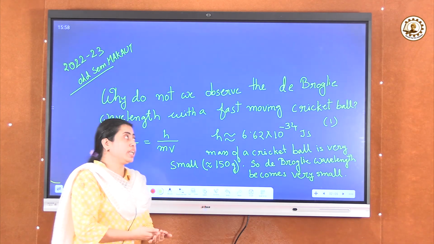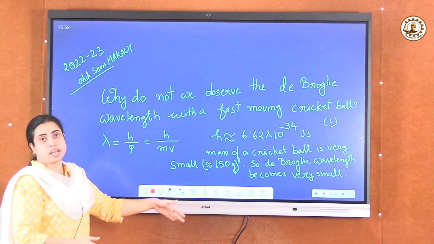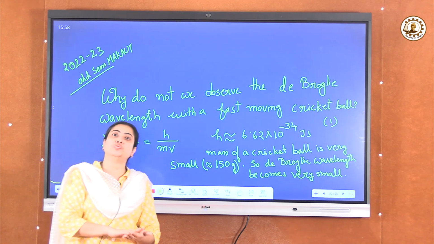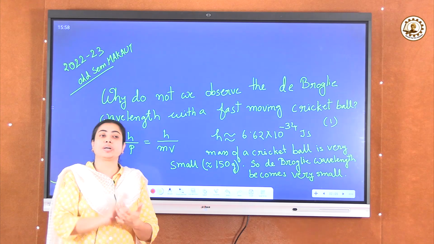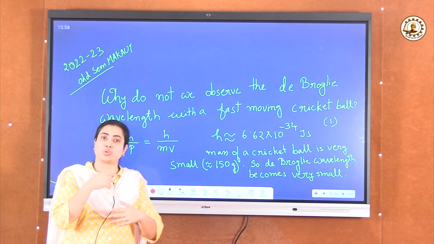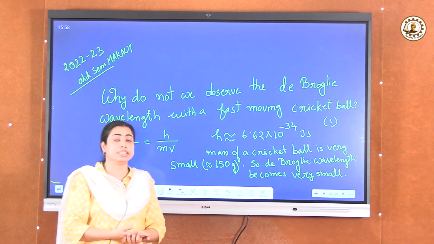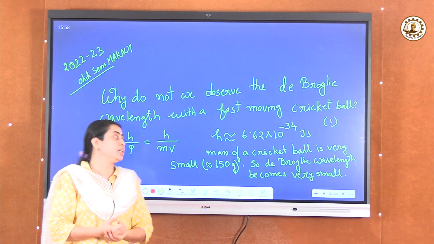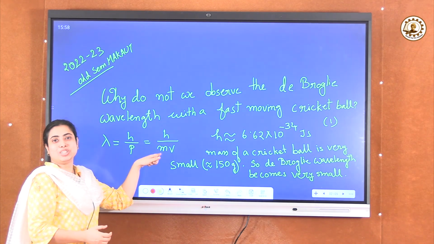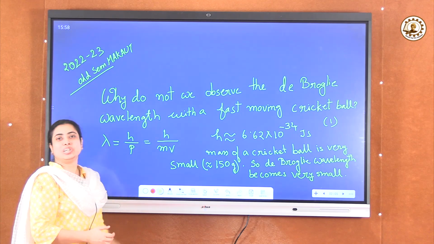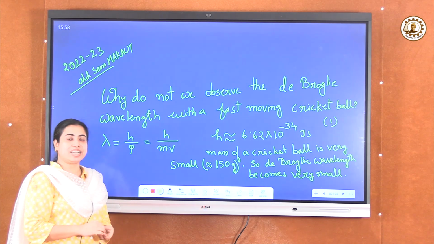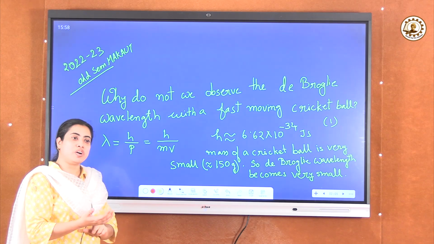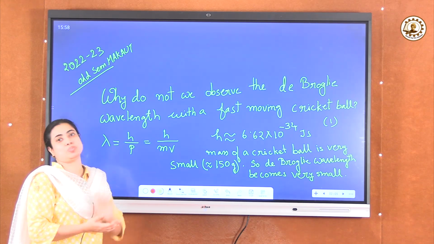So that is the logic: you cannot observe de Broglie wavelength from a fast moving cricket ball. Because there is definitely a speed limit of throwing a ball, even if you consider fast bowlers. You cannot throw it at such a high speed that my denominator will balance my numerator. So that is the reason we cannot have a de Broglie wavelength for a fast moving cricket ball.